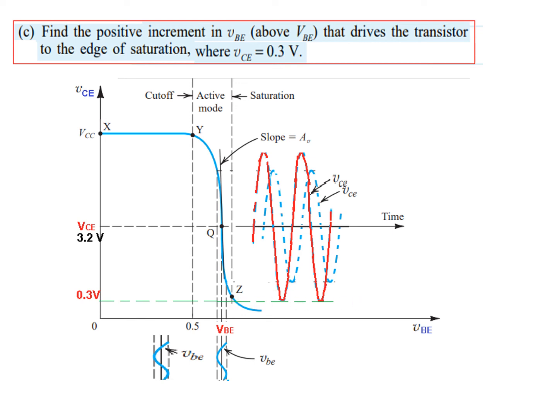So this is the saturation line. So it should be touching here. Initially the signal was like this, and now we have to increase VBE so that this increases and touches this point. And one important point given is that VCE is 0.3. So this will be the last limit of the signal, 0.3.